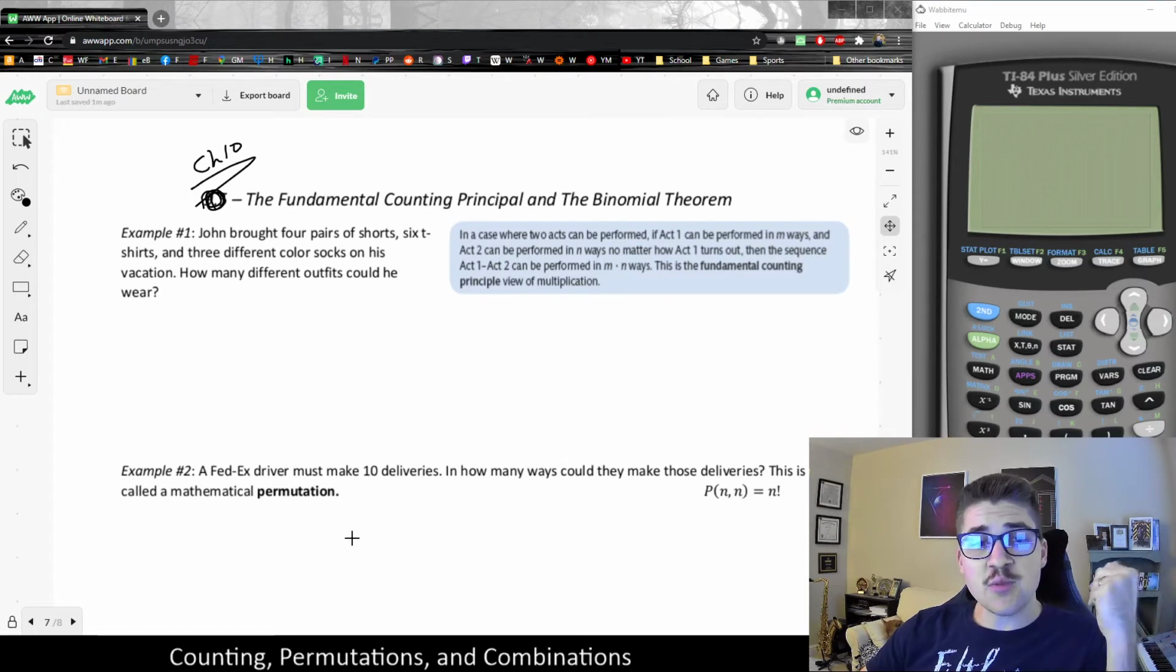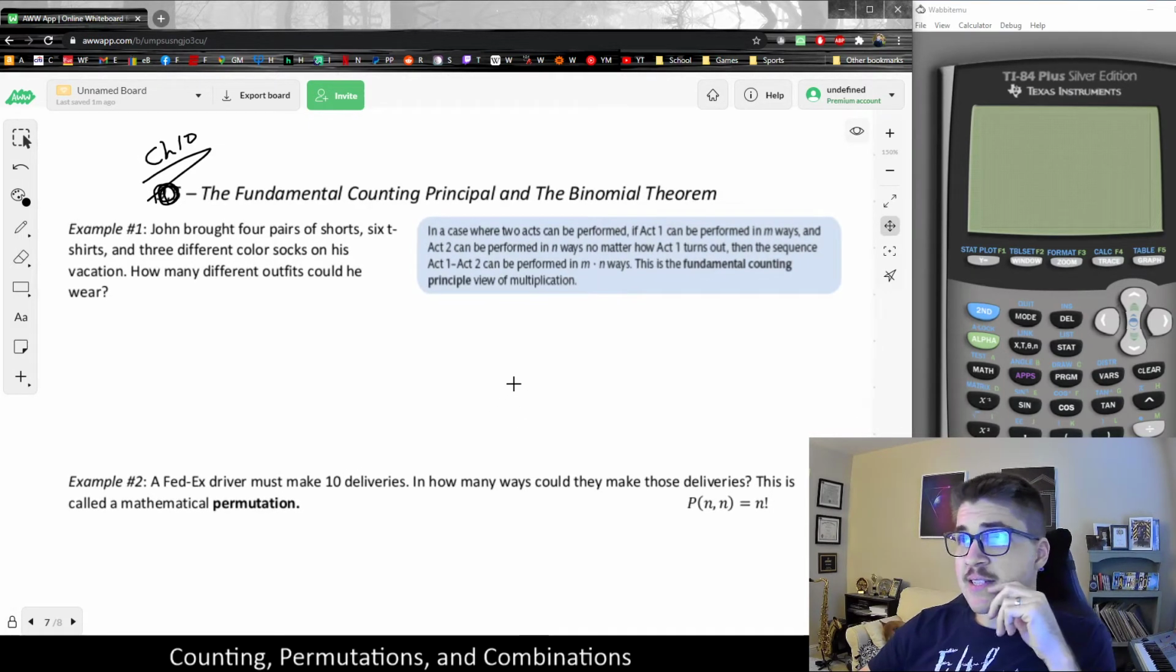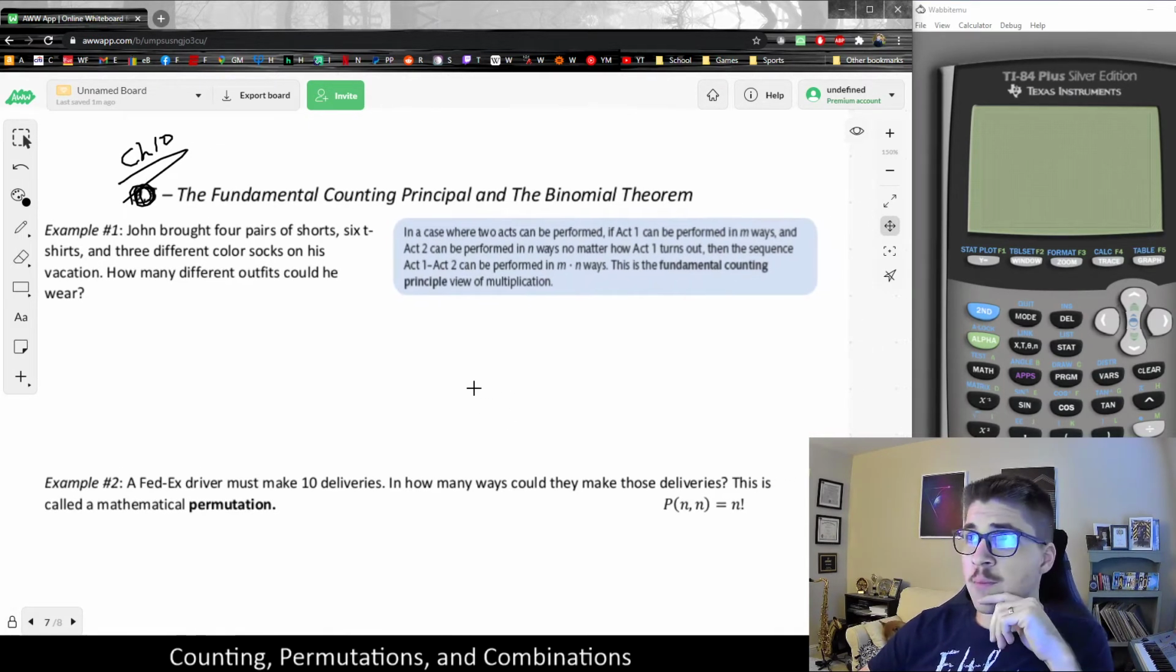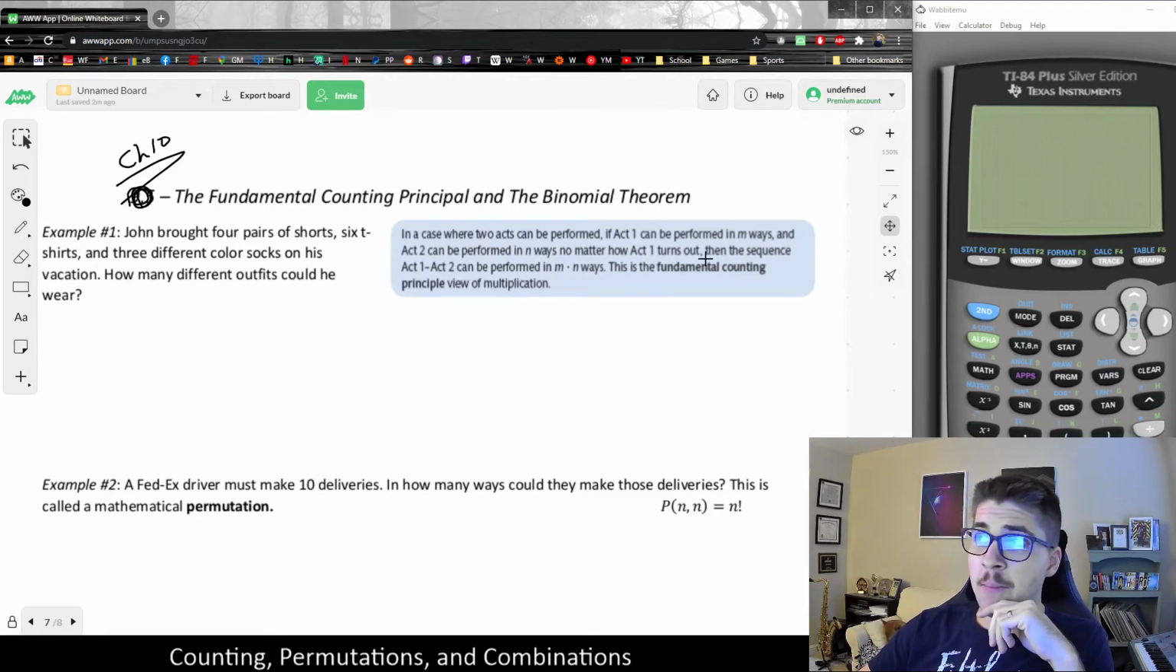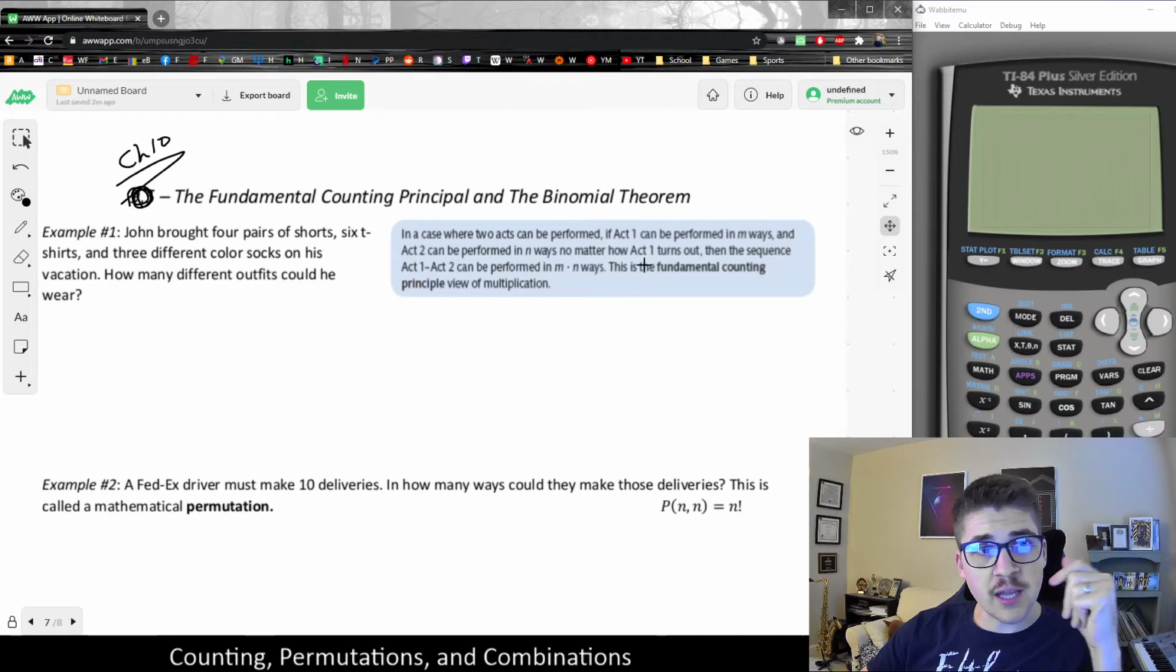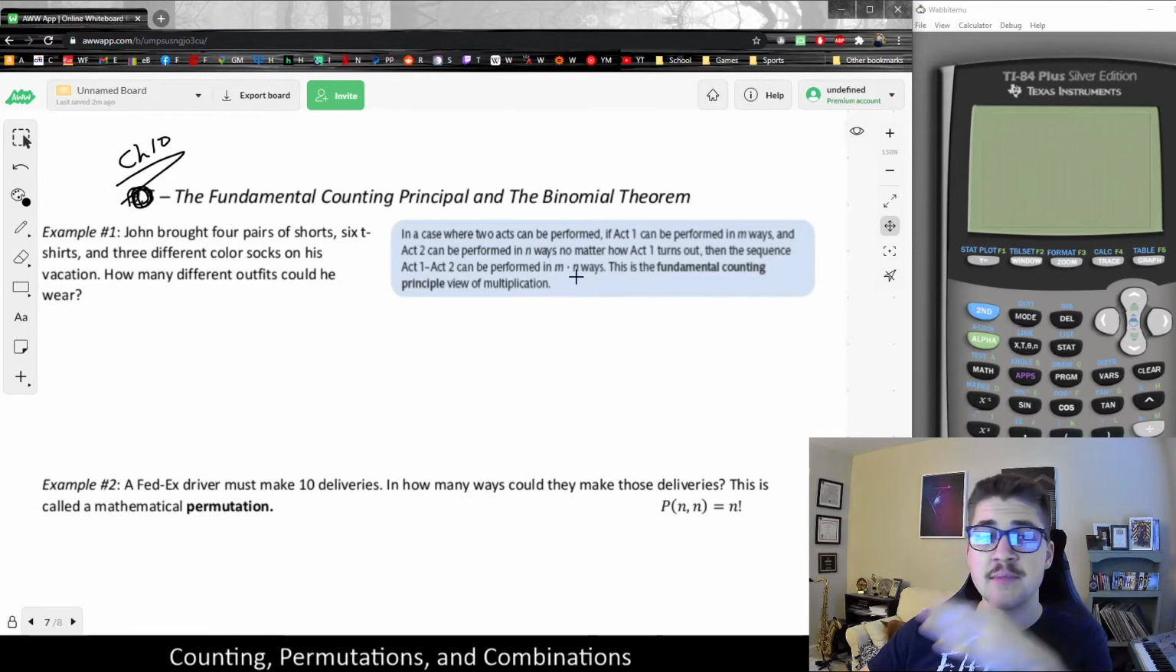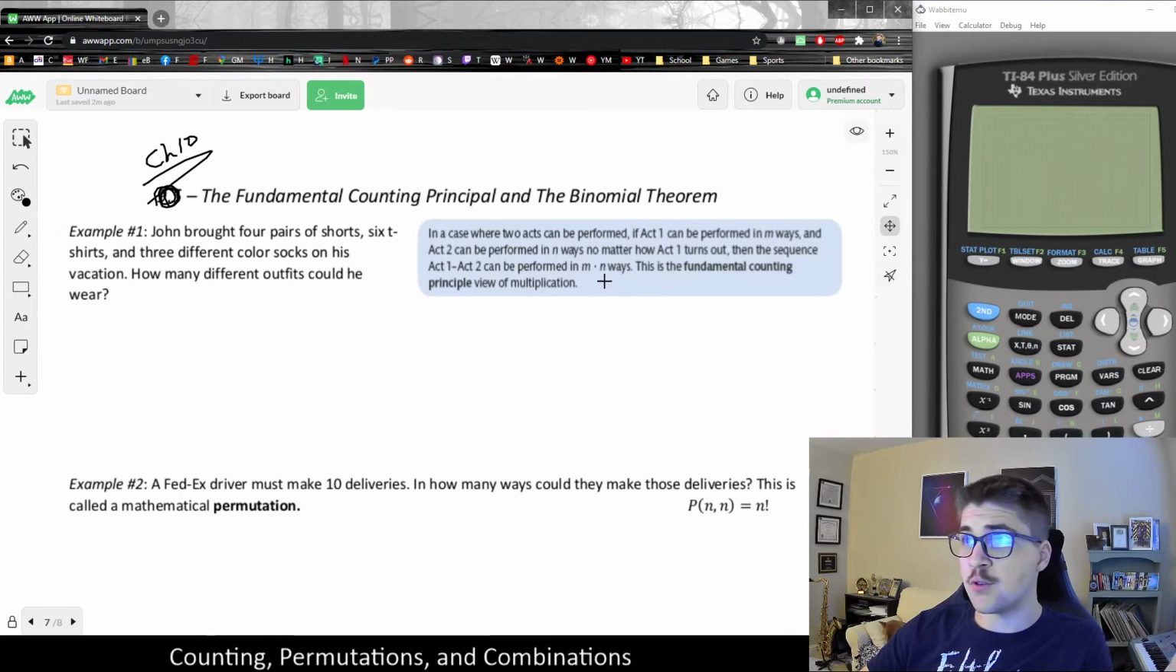But it all starts with a simple idea called the fundamental counting principle, which I think will make a lot more sense out of why a lot of these other formulas work. I'll go ahead and read this principle for you. It says, in a case where two acts can be performed, if Act 1 can be performed in m ways, and Act 2 can be performed in n ways, no matter how Act 1 turns out, then the sequence of Act 1 then Act 2 can be performed in a total of m times n ways. This is referred to as the fundamental counting principle view of multiplication.